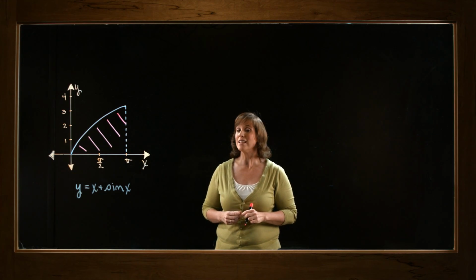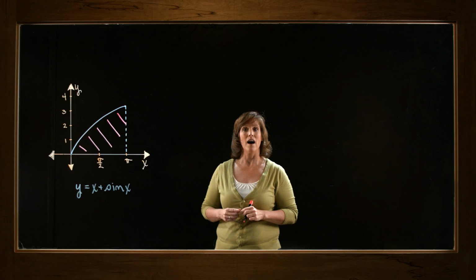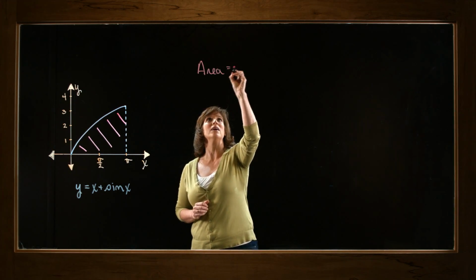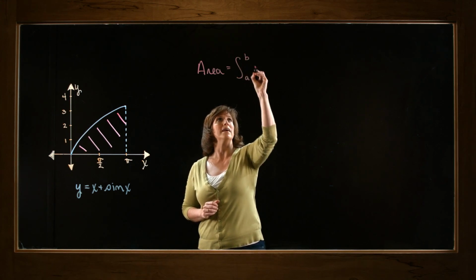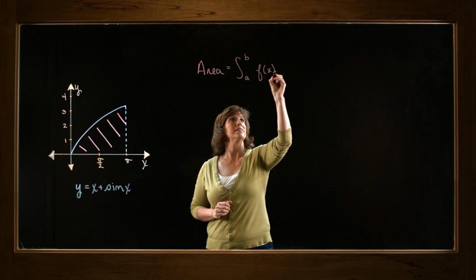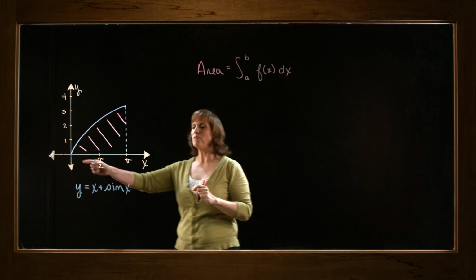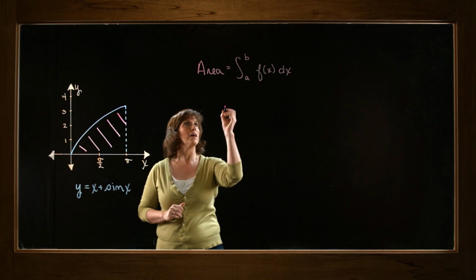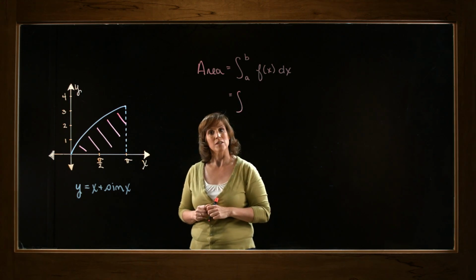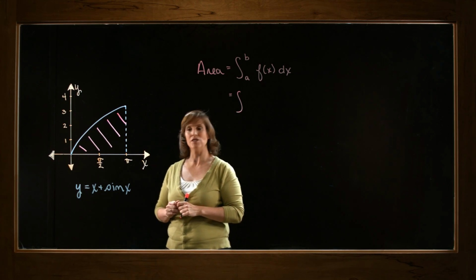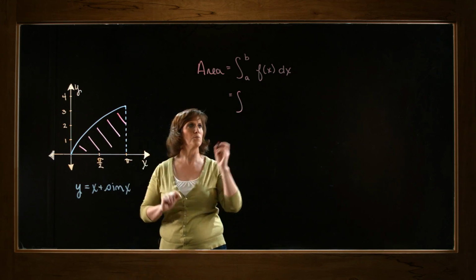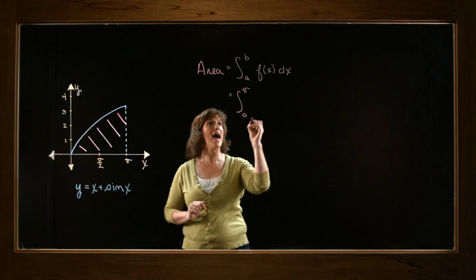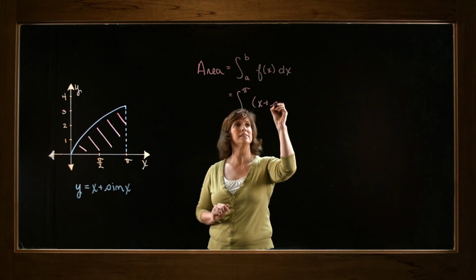Now I know that I can use integration to find the area of a region. So I know in this case that the area is going to equal the integral from a to b of f of x dx, because my function is non-negative, that is, it's all above the x-axis. So let's fill in the information for this particular problem. The limits of integration, I'm going to be going from 0 to pi, and the function is going to be x plus the sine of x.